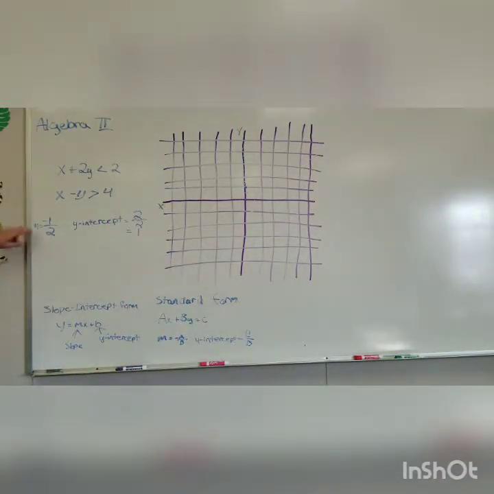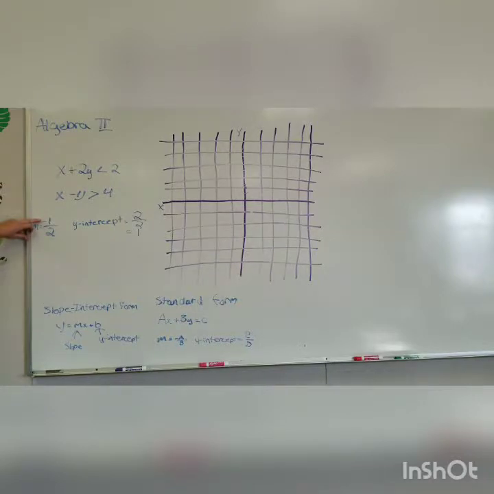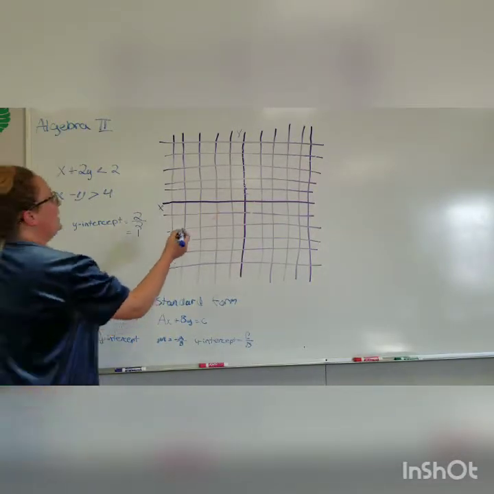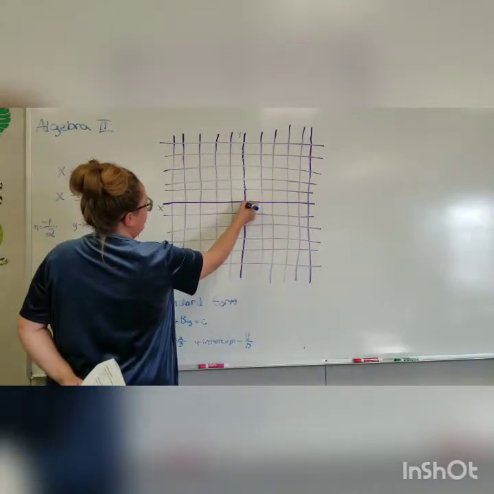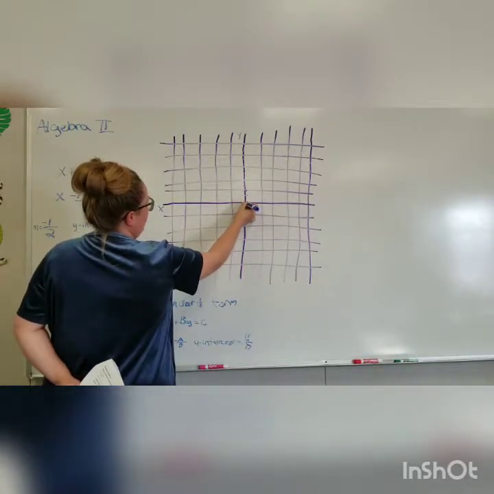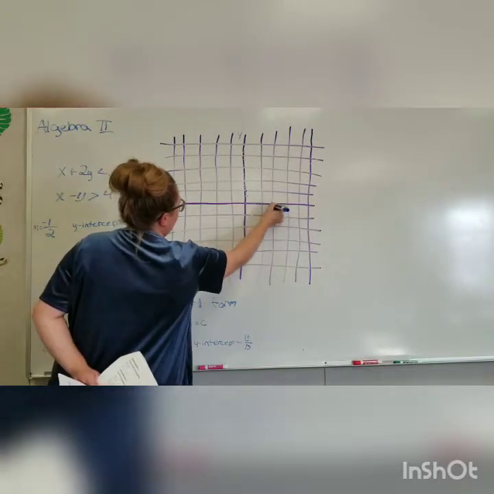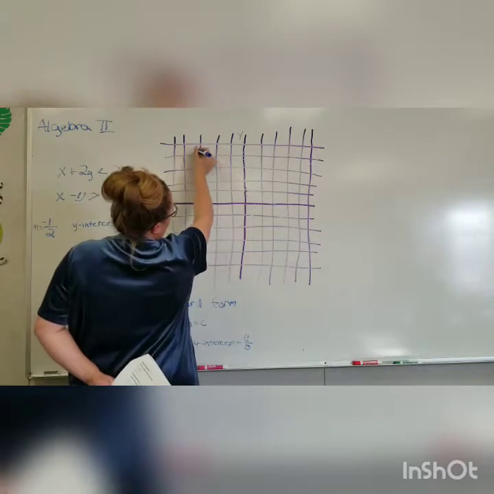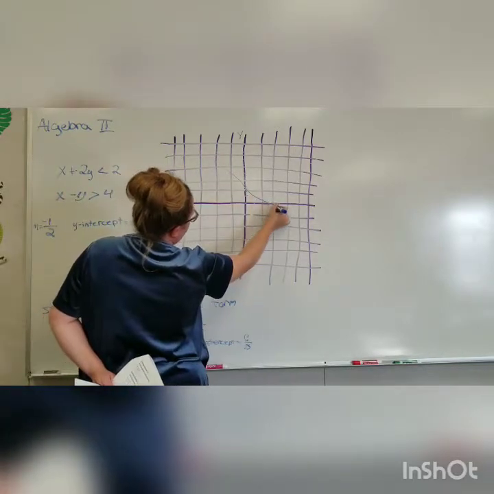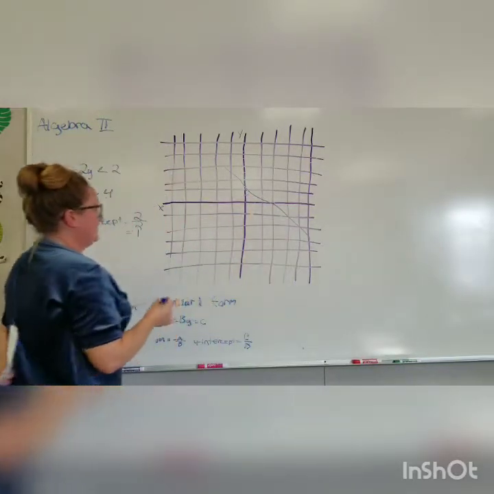So that means the rise is negative 1, which means it's actually going to go down 1, and the run is positive 2. So from here, it's going to go down 1, and then to the right 2. Here, so that's our line. I'm going to go ahead and draw this line. Whoa, you get the point.